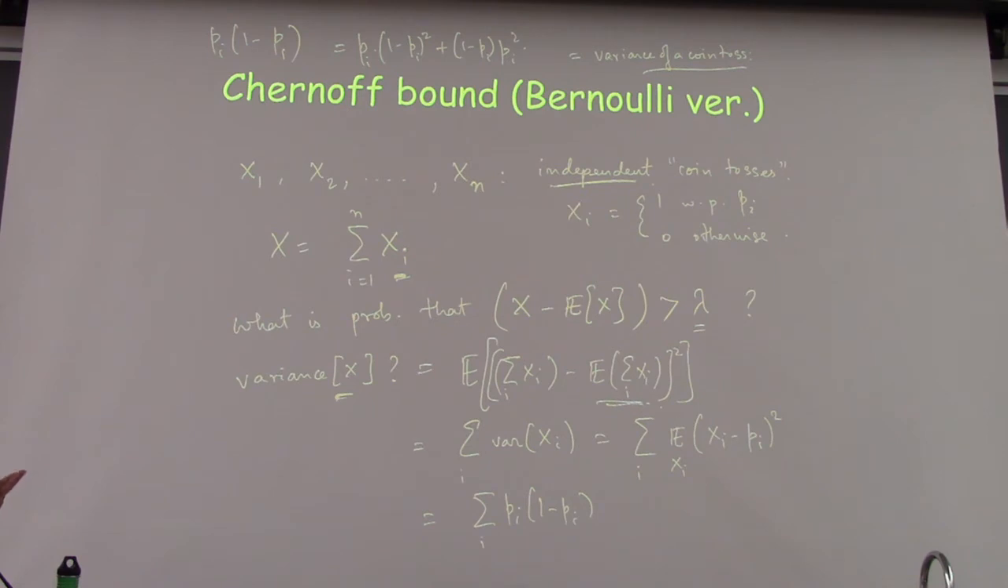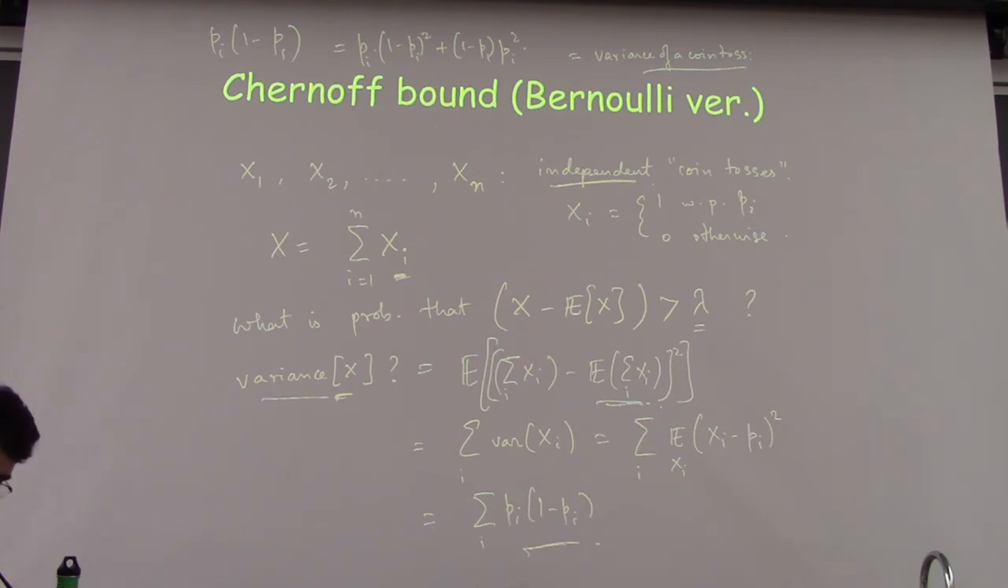Another fun fact for those of you who don't know is variance is additive like this only if these things are independent. I said that the expected value of x is the sum of the expected values. That's linearity of expectation. That's true no matter what. But the variance adds up only if these variables are independent. So this is the variance of x.